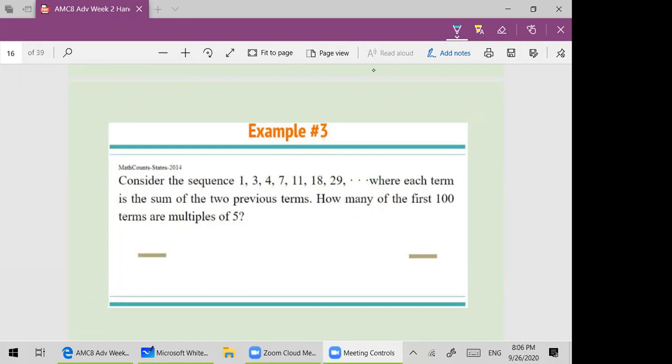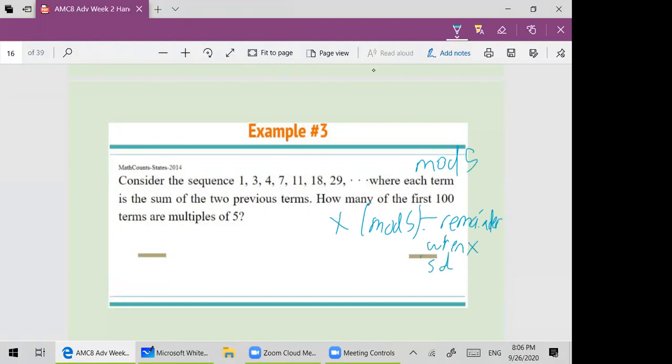So a quick hint for this problem is just to ignore what the terms actually are and just consider it mod 5. If you don't know what mod 5 is, I think we are going over that in the number theory section. And for now, just know that x mod 5 equals the remainder when x is divided by 5.